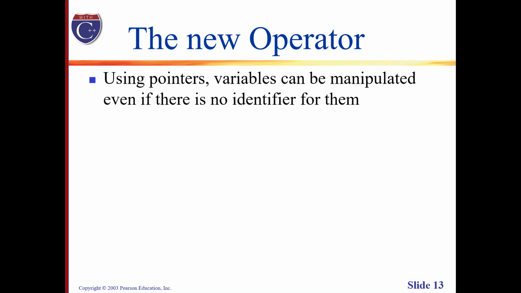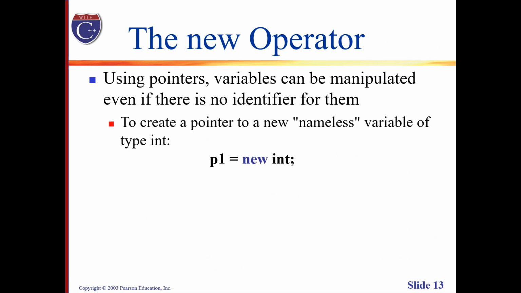Let's talk about the new operator and how it is used with pointer variables. Using pointers, variables can be manipulated even if there is no identifier for them. Here's an example. In this case, we will create a pointer to a new variable of type int. This variable has no name, or it can be called nameless. Here's an example of that. In this case, we use the new operator to create a new variable. The new variable is now referred to as *p1, or the pointer variable p1.